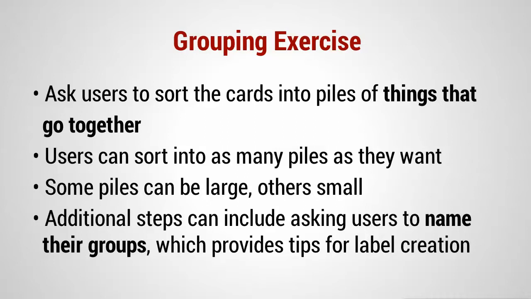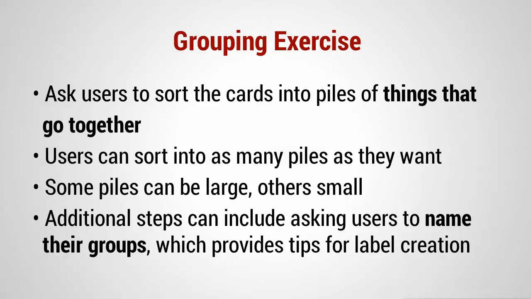Once you have the cards and you have your users, one by one, you want to give the users the cards and ask them to sort the cards into piles of things that go together. And the users can sort into as many piles as they want. Some piles might end up being large, others small. That's okay. A lot of times in a card sorting exercise, the testing subjects will ask questions like, am I doing this right? Or how many piles should I have? The answer really is, you make the piles. So you decide what goes together. You can have as many piles as you want. It's really up to the user.